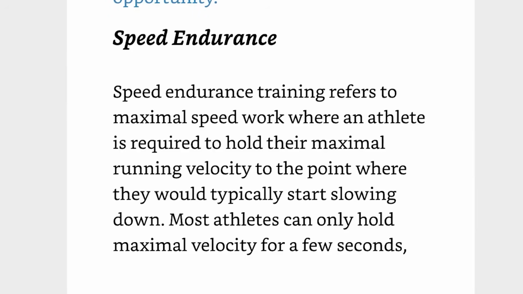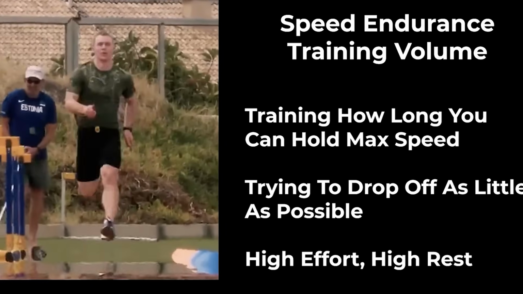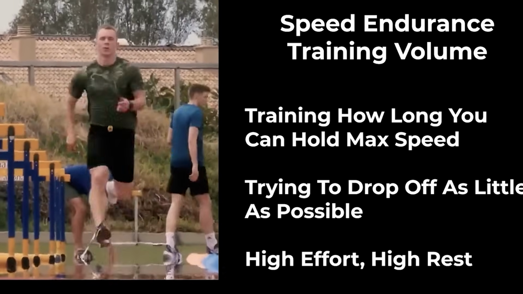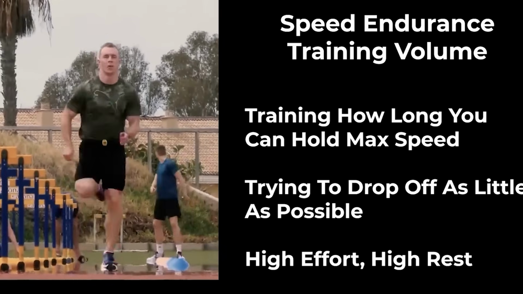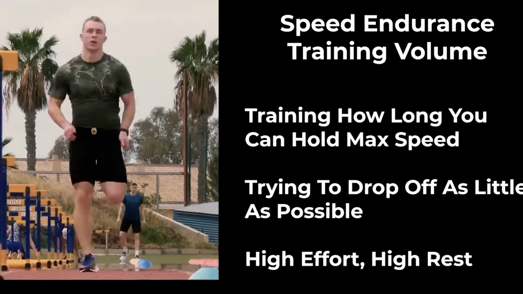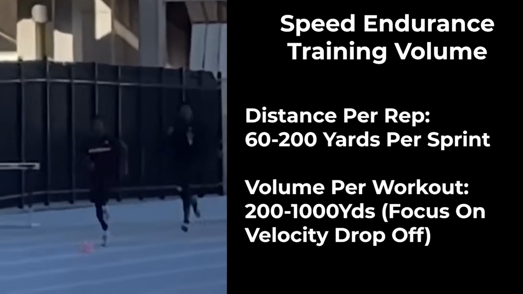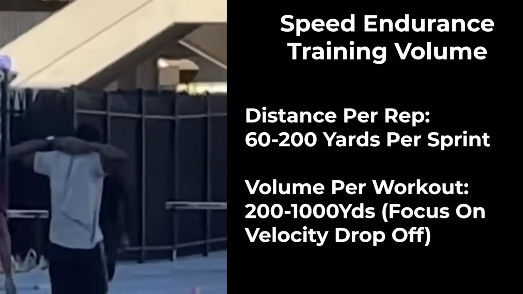Speed endurance training refers to the maximum speed work where an athlete sprints to hold their maximum velocity to the point where they would typically start slowing down. Most athletes can only hold their max velocity for about 1 to 4 seconds. Generally, this training is how long athletes can hold their speed with little drop off. The sweet spot here, in my opinion, is around 25 seconds or less of max effort sprinting.